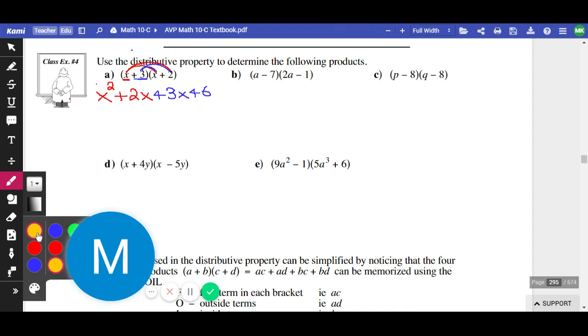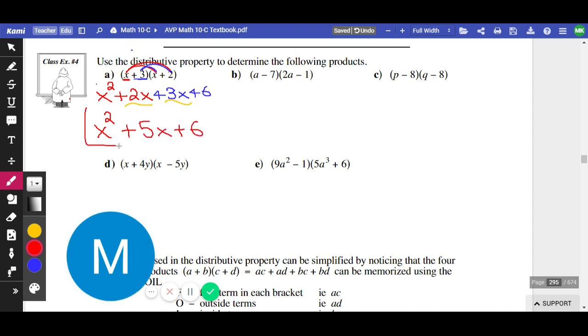You should end up with like terms. I have a 2x and a 3x. Those can be combined to become 5x. So my final answer would be x squared plus 5x plus 6.